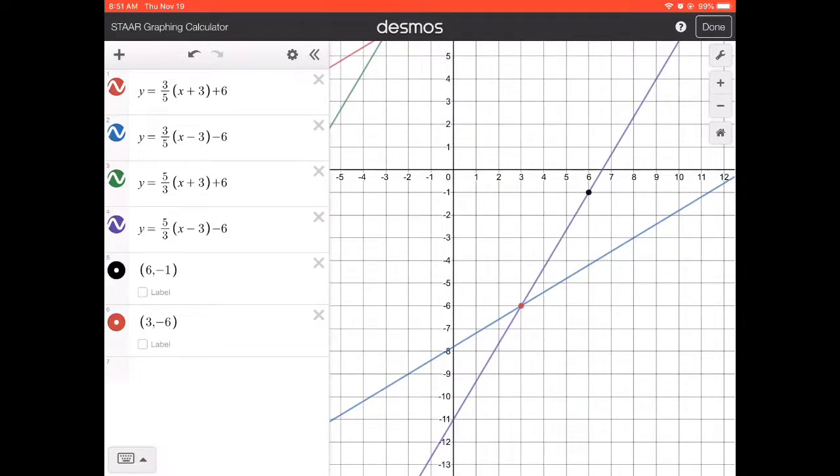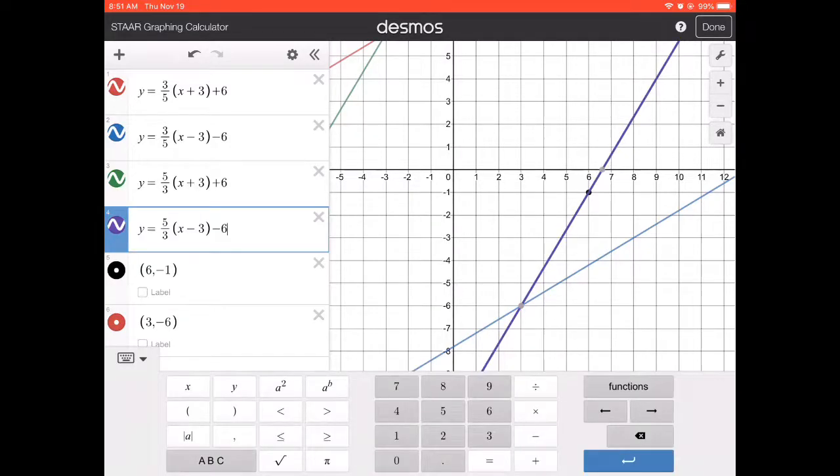The purple line goes through both of my points on Desmos. So the purple line is this one right here. The y equals 5 over 3. So 5/3 is your slope, and then we had that negative 3 in the parentheses.